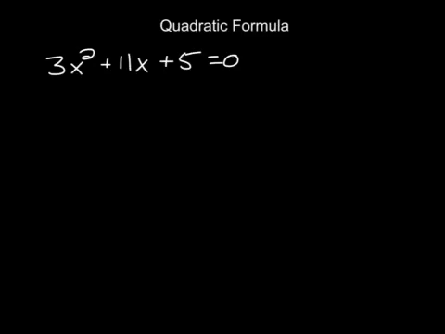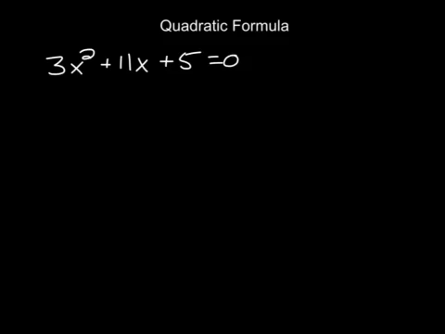Another way to solve quadratics is the quadratic formula. Just a brief review: normally the first step to solve a quadratic is to factor it. If it doesn't factor, you would then complete the square. Completing the square is really only easy to do if the lead coefficient is a 1, in this case it's a 3. If the lead coefficient is anything other than 1, then perhaps you would want to use the quadratic formula.